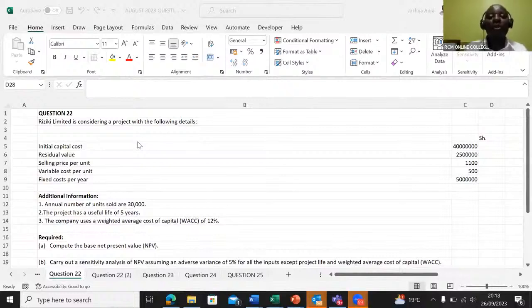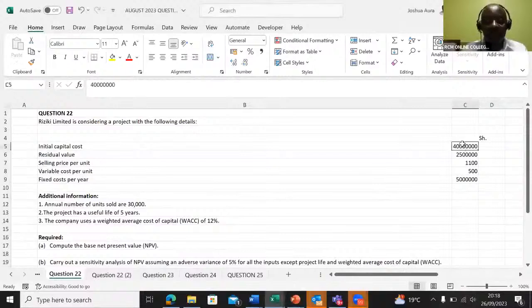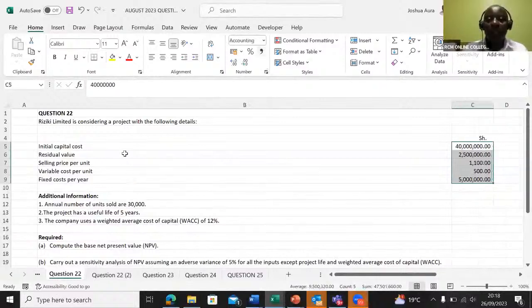Riziki Limited is considering a project with the following details. We have initial capital of 40 million. We have residual value of 2.5 million, selling price of 1.1 thousand, variable cost of 500, and fixed cost per year of 5 million.